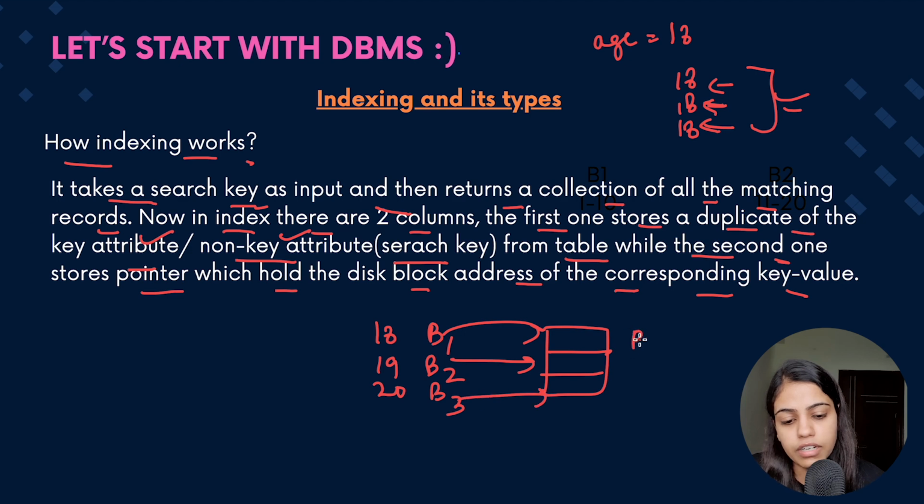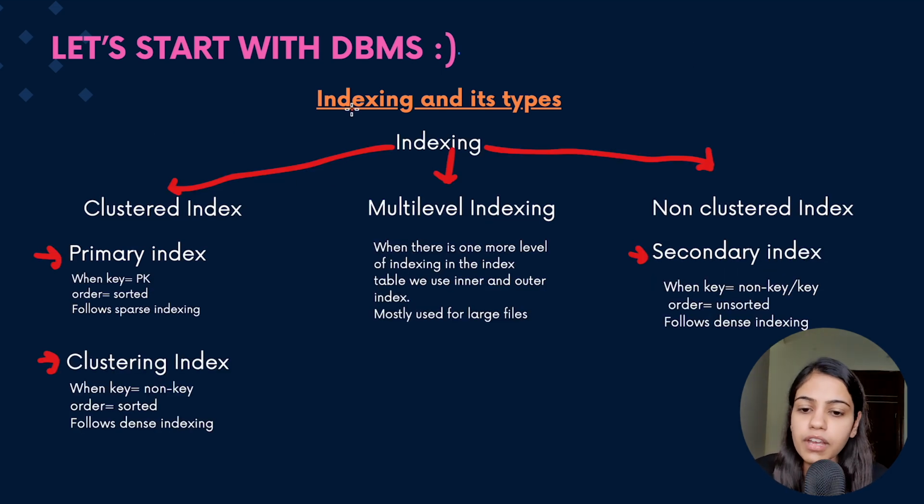So in the hard disk, all the data is stored in the form of blocks and we can provide the address of this particular block in this particular column. So we have learned about indexing. Let's learn about types of indexing.